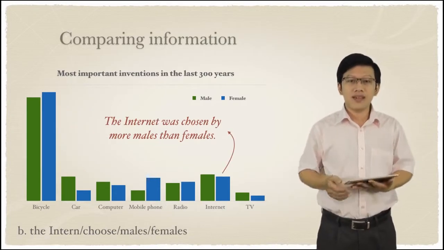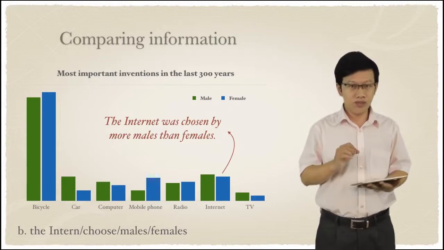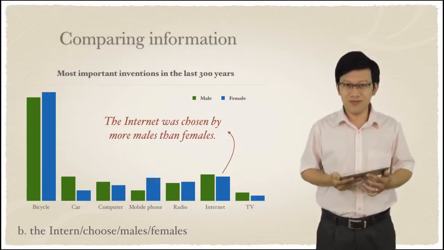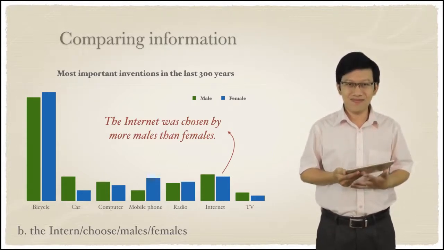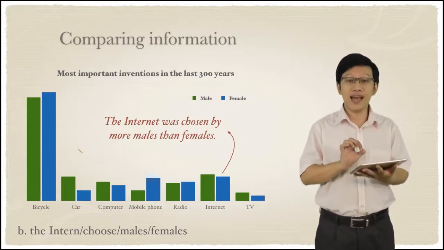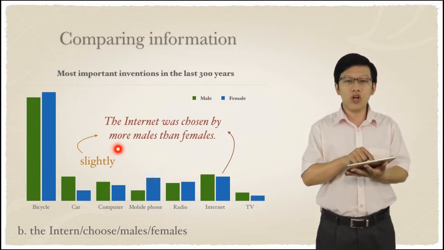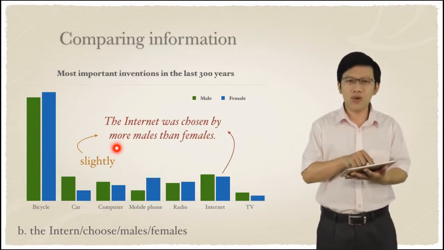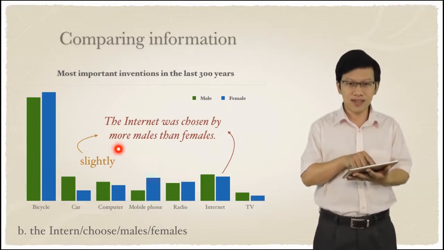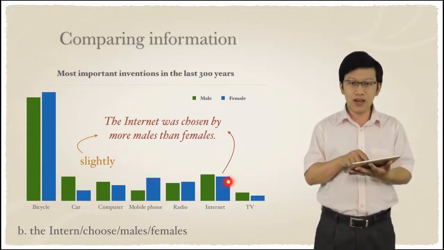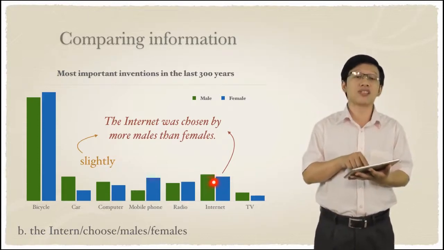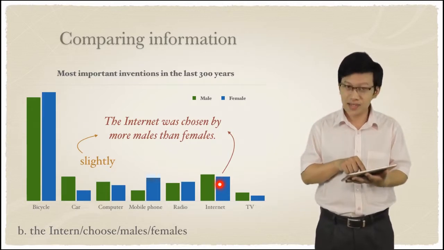Next one. The internet was chosen by more males than females. Where does the adverb go? Now this is going to be tough. Answer here. It always goes before the word more. Slightly more males than females. Alright? Slightly. This is just a very little difference. So we say slightly. That's it.